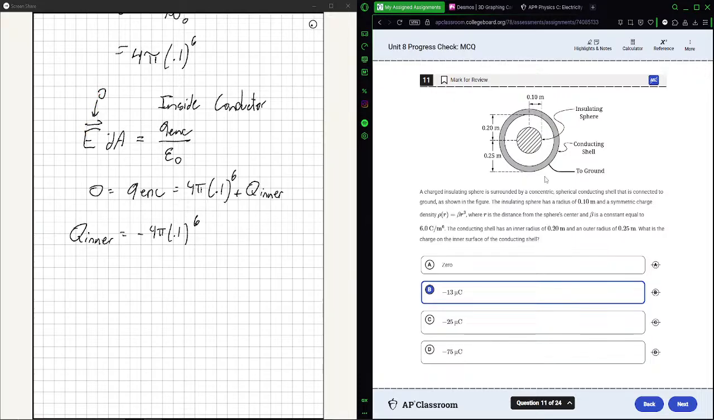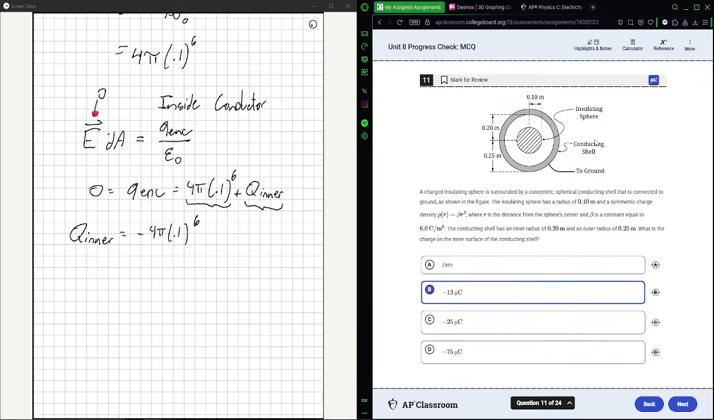Like I said, we're making an imaginary Gaussian sphere that's smack dab in the middle of that shell. Is a Gaussian sphere a conducting sphere? It's just an imaginary sphere that contains some charge. We know it contains the inner surface charge and the insulating sphere charge. The insulating sphere charge we solved for, and the inner surface charge we need to solve for.